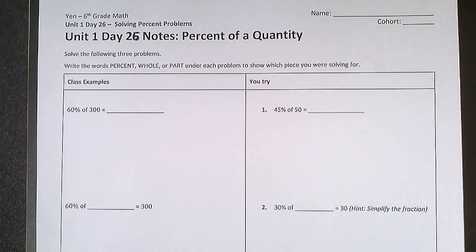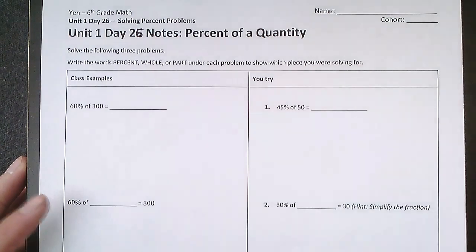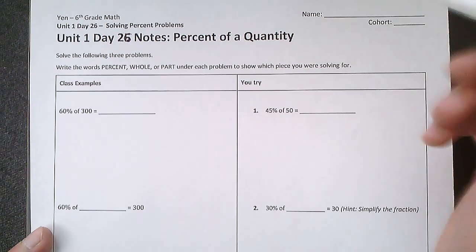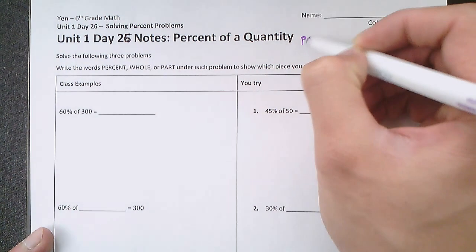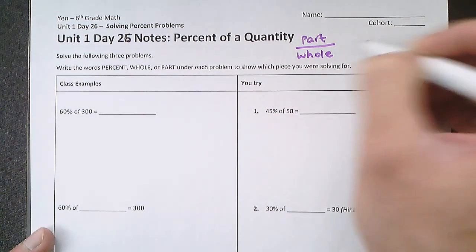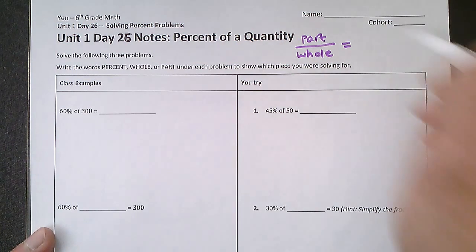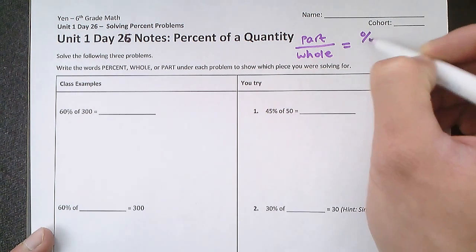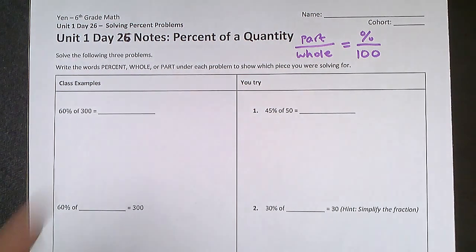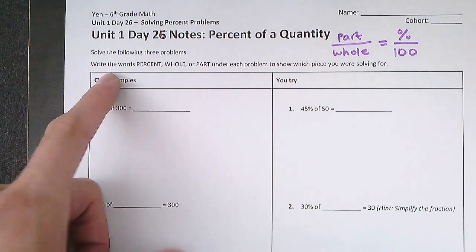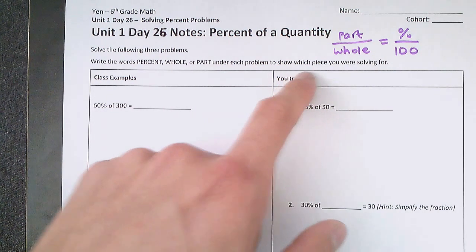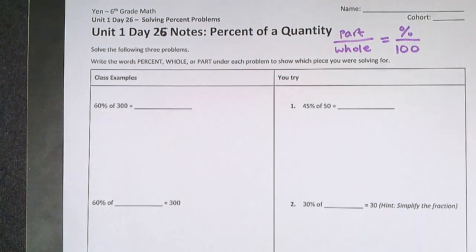Alright, and to get started, at the top of our paper, let's write our setup that we're going to use for each of the problems. We want to remember that the part out of the whole amount, that ratio is always equivalent to the percent out of 100. And as you see in the directions here, we're going to write the words percent, whole, or part under each part of the problem to show which piece we are solving for.